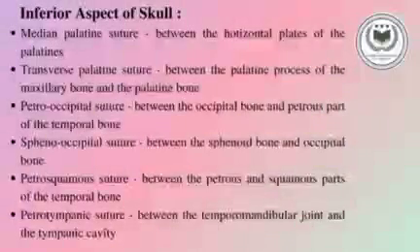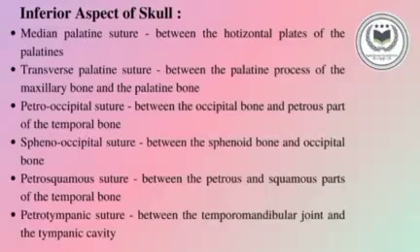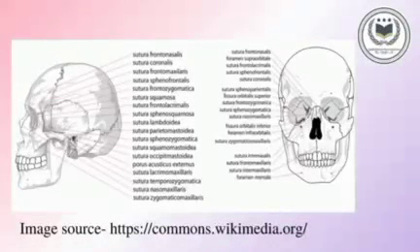And lastly, seen in the inferior aspect of skull are median palatal suture between the horizontal plates of the palates, transverse palatine suture between the palatine process of maxilla and palatine bone, petrooccipital suture between the occipital and petrous part of temporal bone, spheno-occipital suture between the sphenoid and occipital bone, petrosquamous suture between the petrous and squamous part of temporal bone, petrotympanic suture between the temporomandibular joint and the tympanic cavity. The present slide shows a diagrammatic representation of all the cranial sutures of the skull.